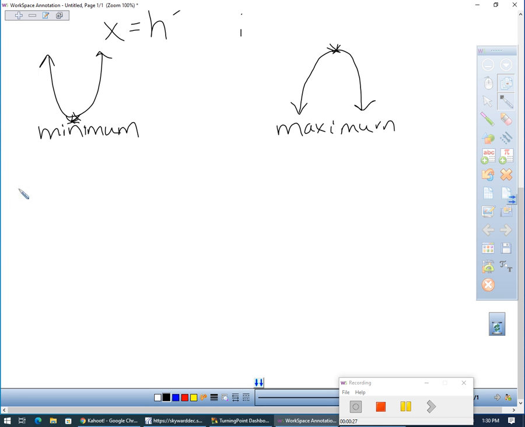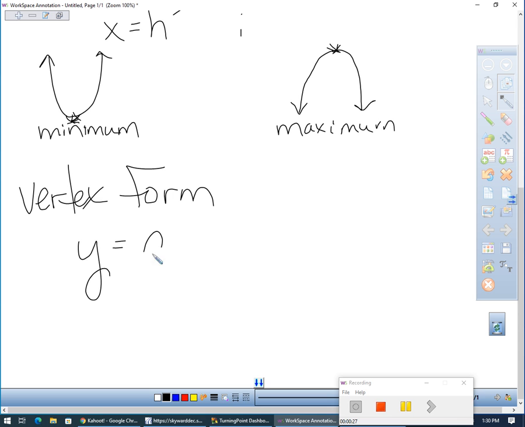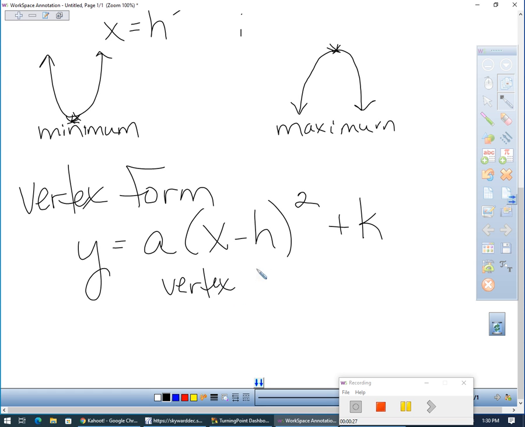All right, so here is vertex form. In vertex form, it is always in the form y equals a(x minus h) squared plus k. Always sitting in that form. And in that form, you can see that your vertex is (h, k). In that form, you can also see your axis of symmetry is x equals the h value.